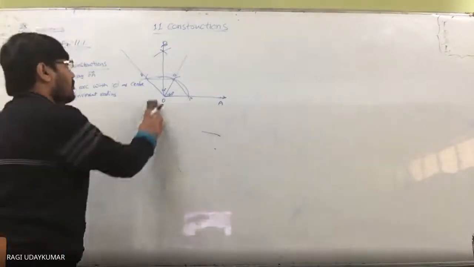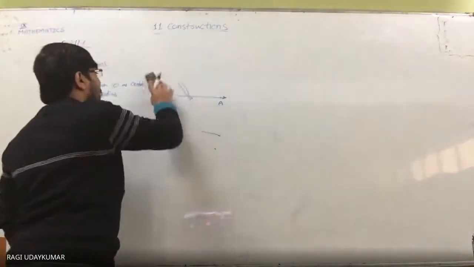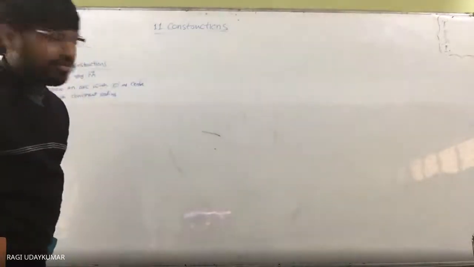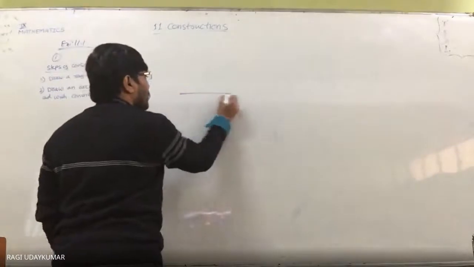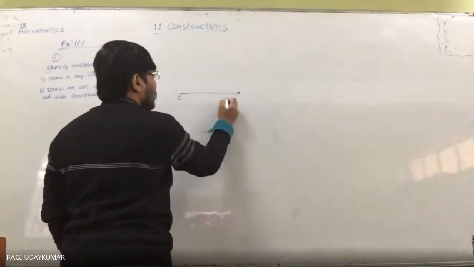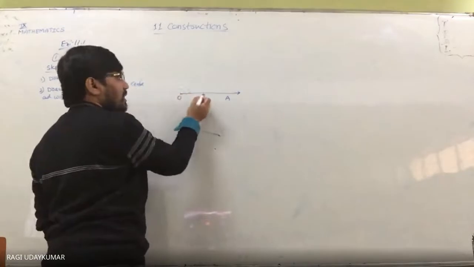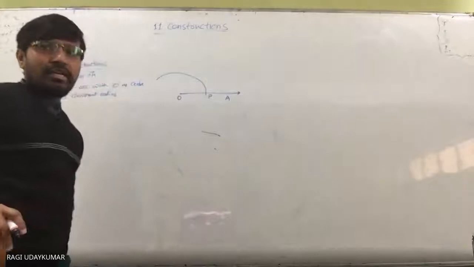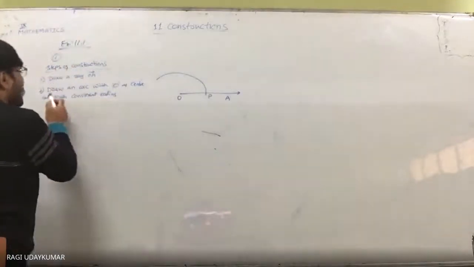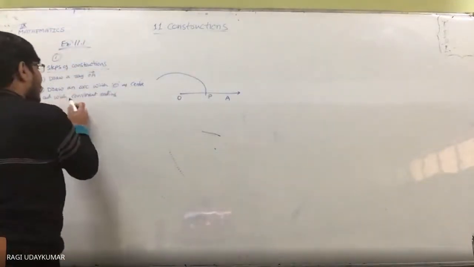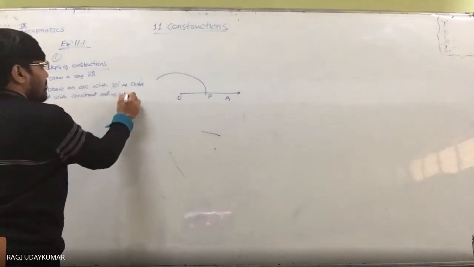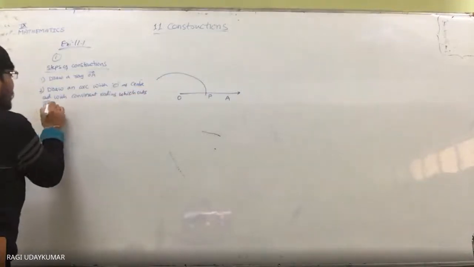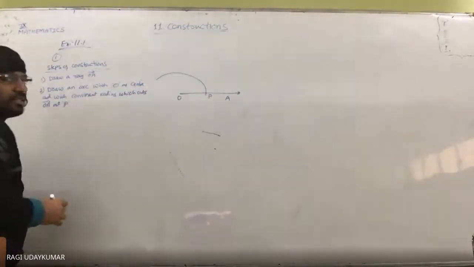Once again I will explain what to do. Once again, by erasing this, I will explain it clearly. So first we have to draw one ray. O as a center, one arc we have to draw, and it intersects the ray OA at P. So here, draw an arc with O as a center and with convenient radius, which cuts OA ray at P.